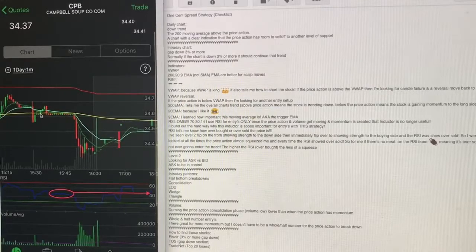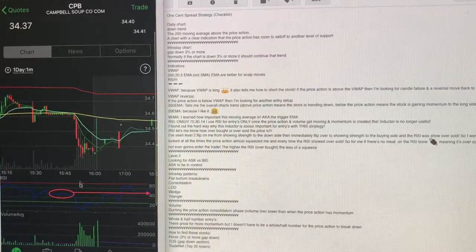So for instance, you can see right here, the price action is just consolidating. This is a perfect setup. We see a bunch of consolidating. We have the 200 moving average above the price action. The 9 EMA is very, very close, but it's sitting above the price action. And the level 2 was very heavy on the AX. So when this breakdown came, it had room on the RSI to go down.